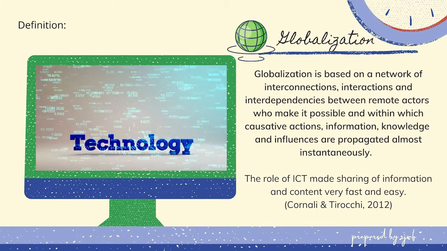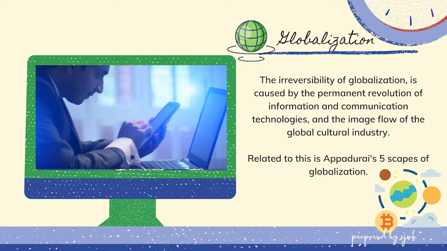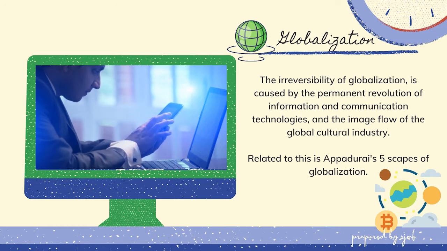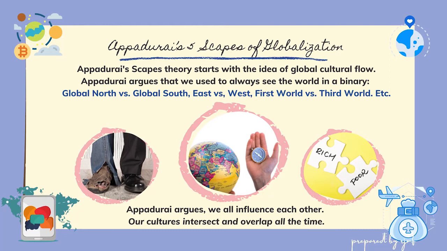The role of ICT made sharing of information and content very fast and easy. The irreversibility of globalization is caused by the permanent revolution of information and communication technologies, and the image flow of the global cultural industry. Related to this is Appadurai's five scapes of globalization. Appadurai's scapes theory starts with the idea of global cultural flow. Appadurai argues that we used to always see the world in a binary: global north versus global south, east versus west, first world versus third world.